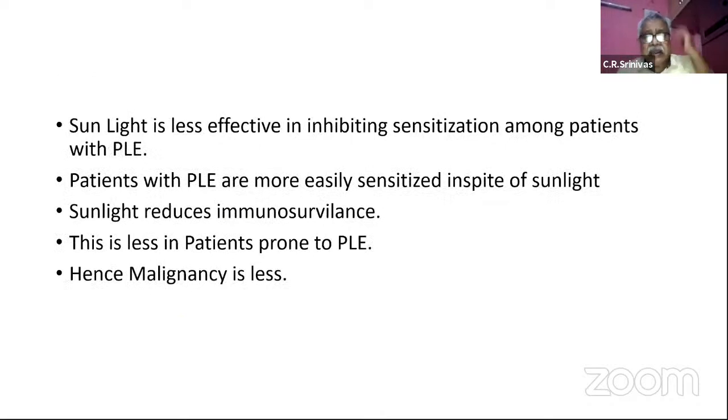But there is a very funny thing. Sunlight can reduce the immunity of the person. When immunity decreases, the chances of developing malignancy become higher because immunosurveillance becomes less, because of sunlight, due to numerous modes of action. However, this ability to suppress sensitization is less marked in polymorphic light eruption. In other words, a person with polymorphic light eruption can be sensitized even when exposed to sunlight, because the ability of sunlight to reduce immunity is less. And this provides him a certain amount of immunity against skin cancer.